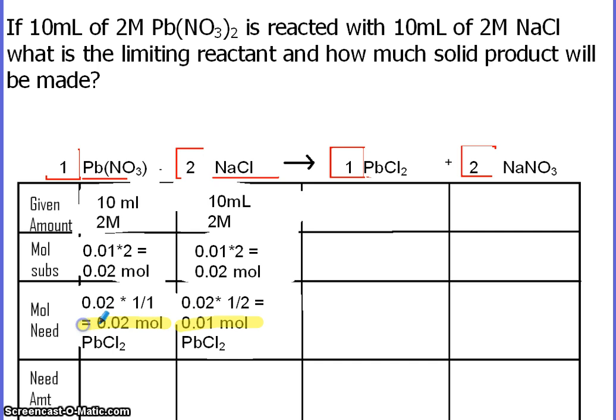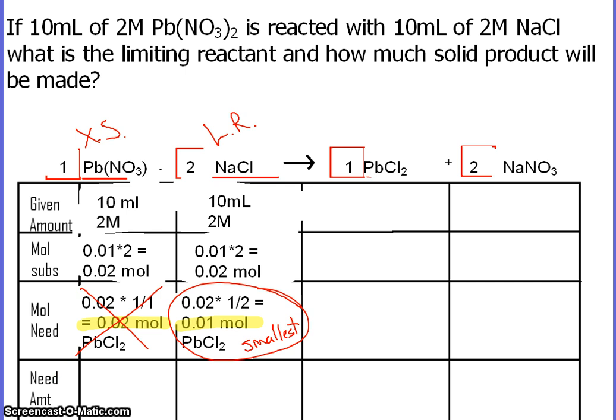So I need to compare these two numbers. Once I compare those two numbers, I find that this is the smallest. So once I know this is the smallest, this is the one that matters. So my sodium chloride is now my LR, my limiting reactant. This is my excess reactant. I have extra of it, and I don't care about this amount anymore. I'm just crossing it out so I don't accidentally use it at this point.